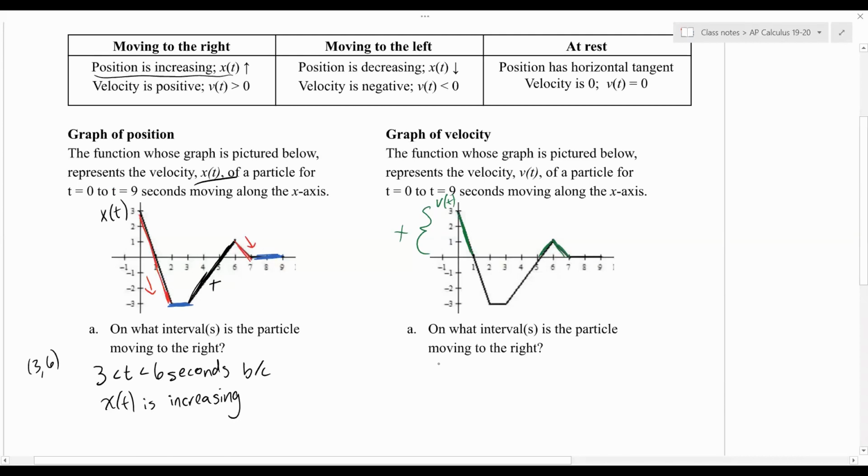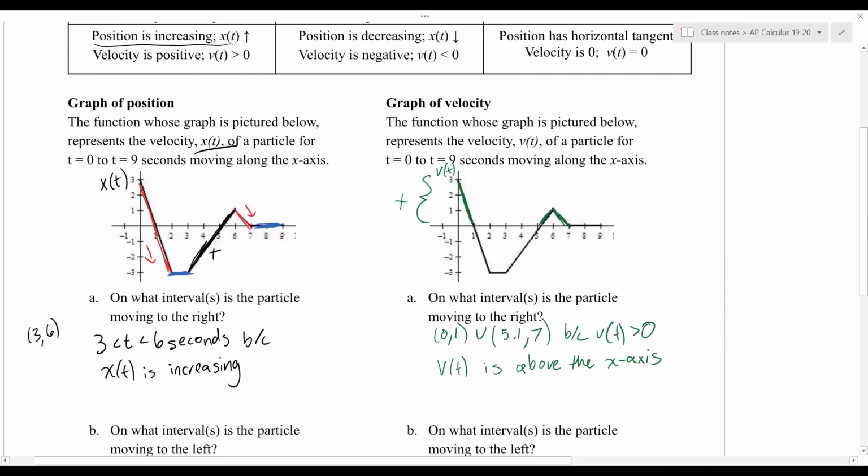So between 0 to 1, union, maybe that's 5.1, 5.1 to 7. Because v of t is positive. Or you can say because v of t is above the x-axis.